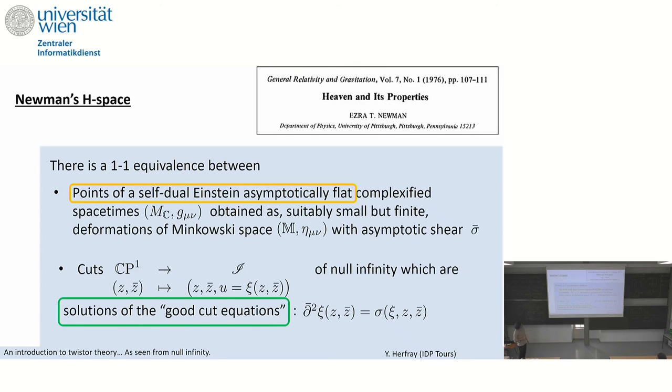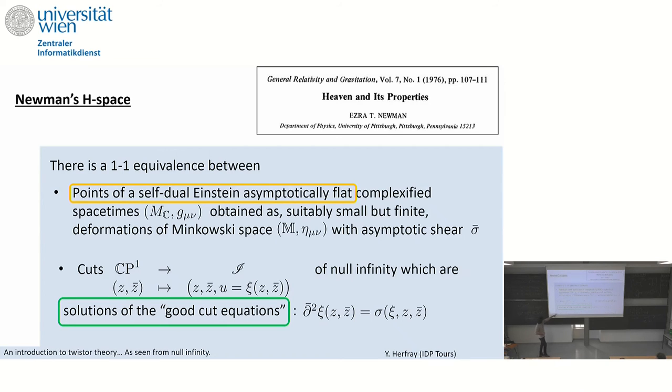Because this was a huge inspiration for twistor theory, and I think for us it is of importance. There was this classical result of Newman, the H-space construction, which is the following. On the one side, you take one of these spacetimes which is asymptotically flat, self-dual Einstein. This is the one I want to call H-space. But it turns out that a point in this spacetime can in fact be identified with a solution of a partial differential equation.